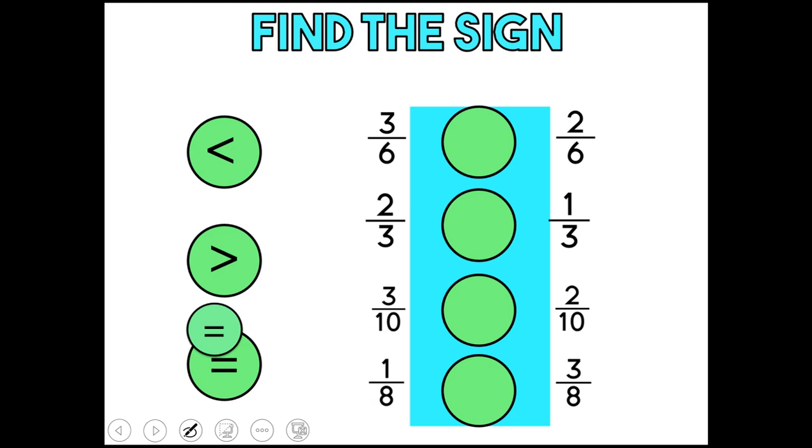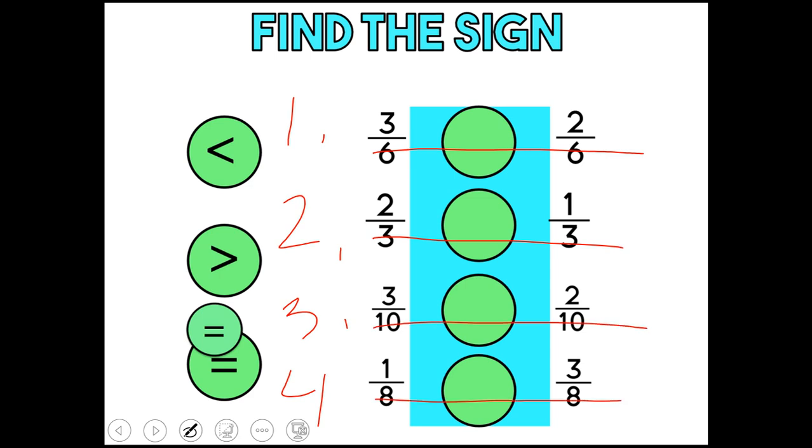Okay, let's try a few more. So 1, 2, 3, 4. We're going to check the denominators first, because if those are the same, they're all the same. You don't have to worry about it. You only have to look at the number at the top.